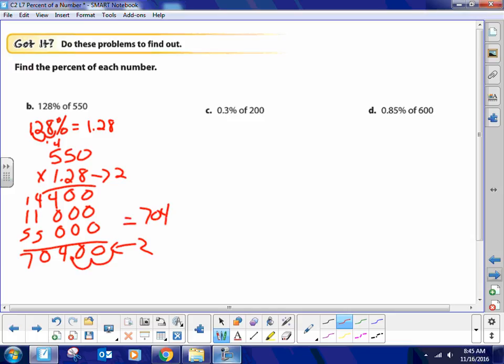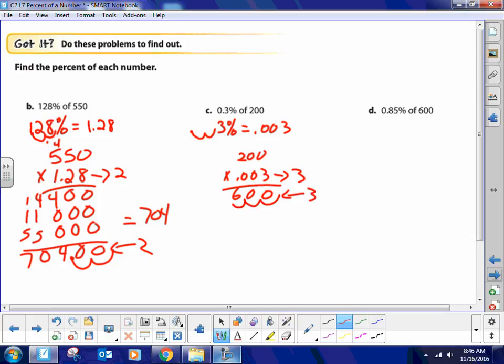All right. Now to do C. 0.3% is equivalent to 0.003. Take 200, multiply it by 0.003, right? 006. You're done, all right? You have 3, so you got to give it 3. So this is equal to 0.6.